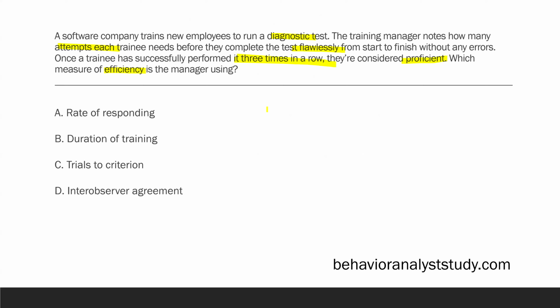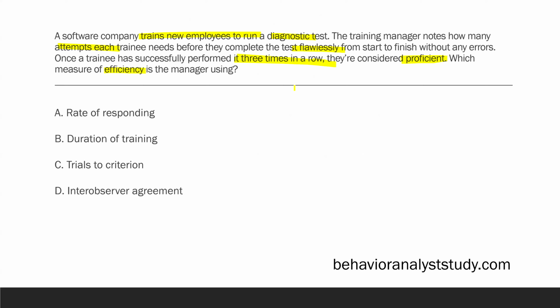B, duration of training. Duration of training is exactly how it sounds. How long does it take to train? So in this case, the employee has been trained, and now the trainee is trying to do it flawlessly. So we're not necessarily worried about how long it took to train. What we're worried about is how long it's going to take the trainee to become proficient. So what the manager is looking at is trials to criterion.